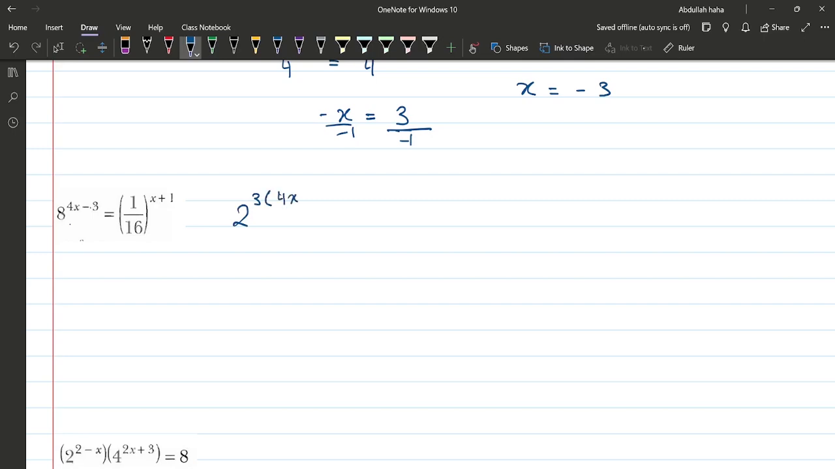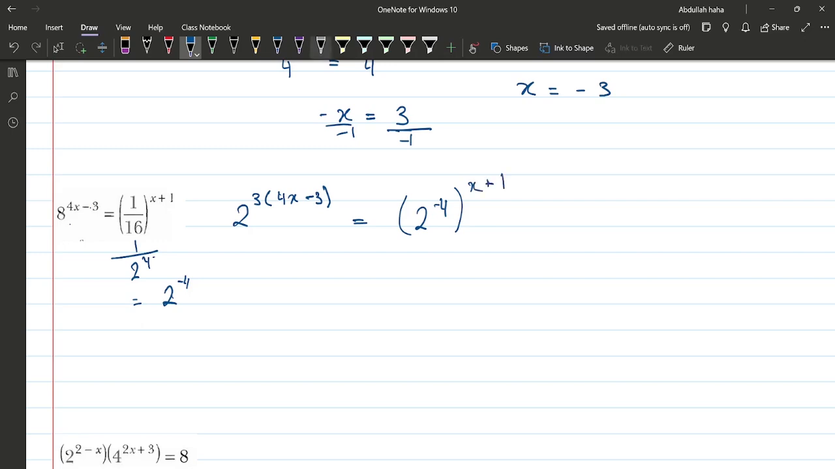So 4x minus 3 equals, okay, this is 16. How do we write this as a power of 2? That will be 2 to the power 4, which is 16. But it's 1 over 2 to the power 4. So if we write this properly, we would write this as 2 to the power minus 4. So 2 to the power minus 4, all to the power x plus 1.